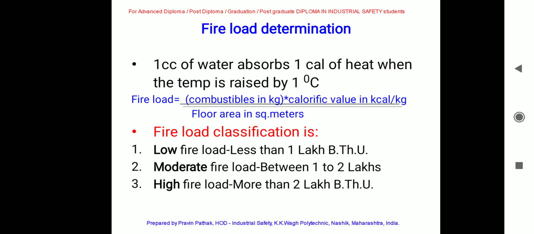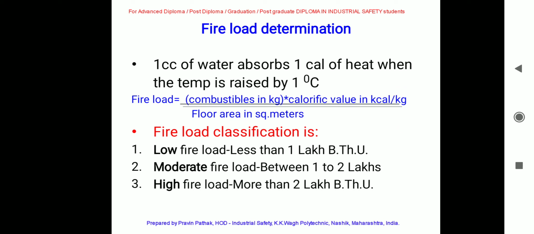So this is the formula: combustibles in kg into calorific value in kilocalorie per kg, divided by floor area in square meters. In this formula, the kg of combustibles and the kg from the calorific value get cancelled, and the remaining is kilocalorie, that is, calorific value heat per square meter. So this kilocalorie per square meter can be calculated.